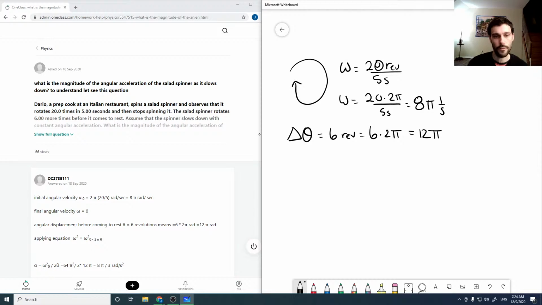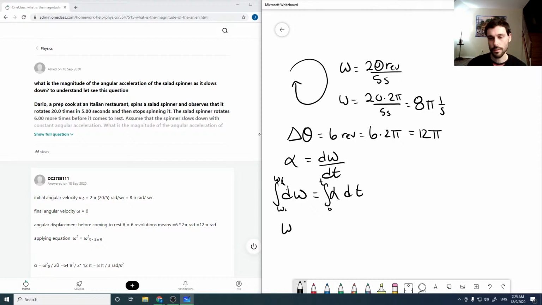Okay, so if our angular acceleration is constant, then alpha equals d omega by dt. And we can solve for omega by integrating these expressions from omega naught to omega, from 0 to t. So omega is alpha t plus omega naught. And then we can get our theta expression similarly.